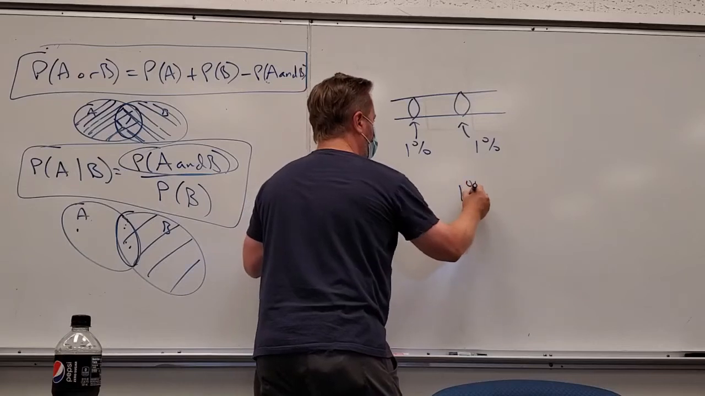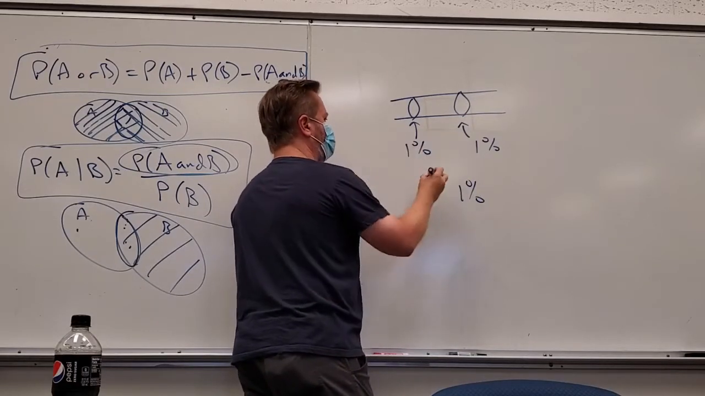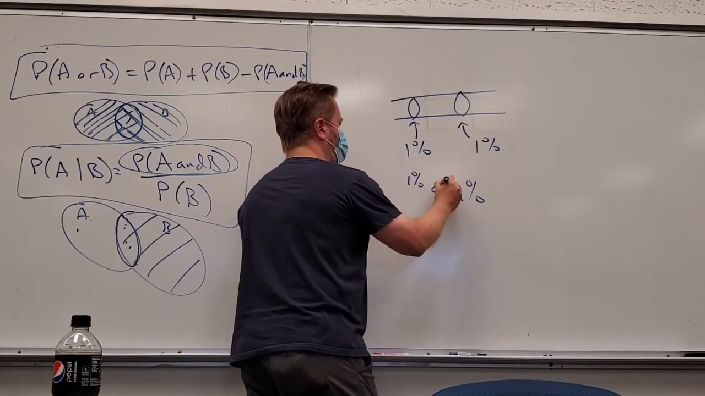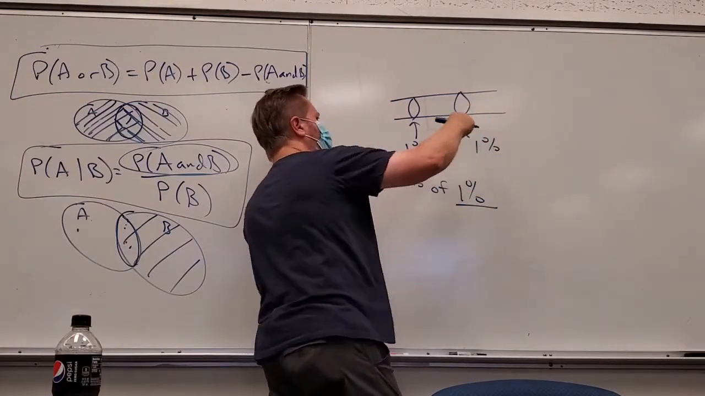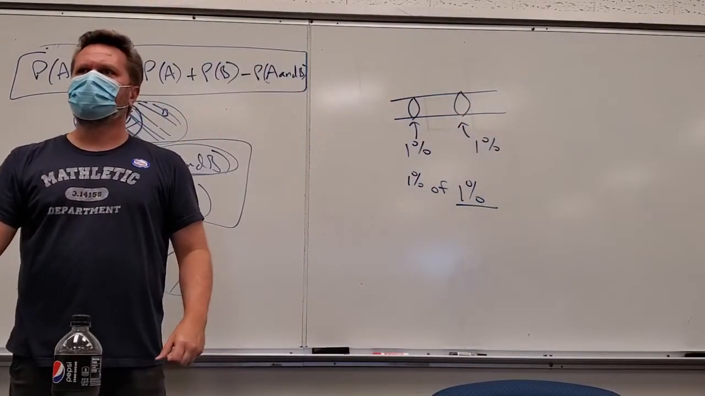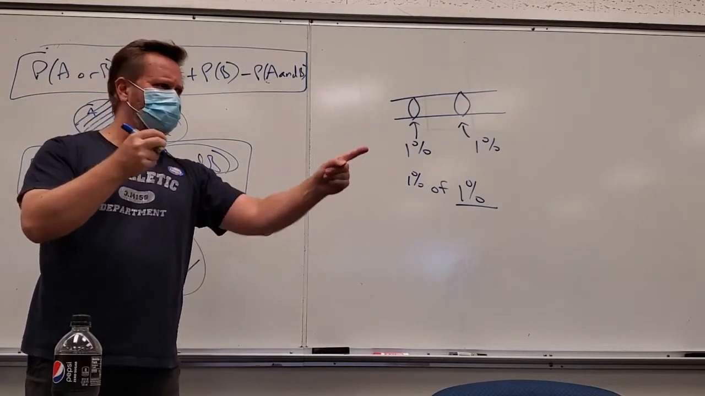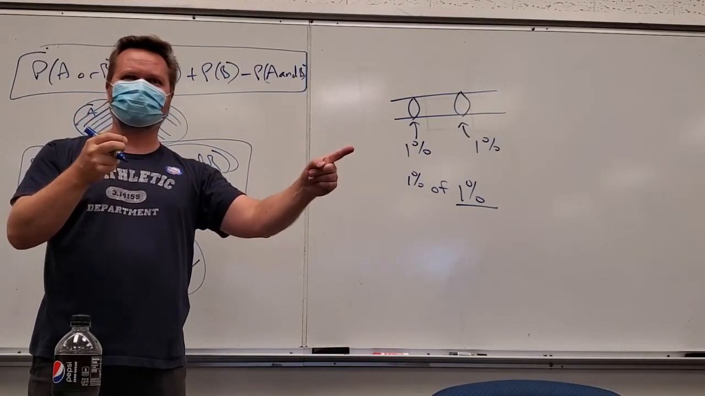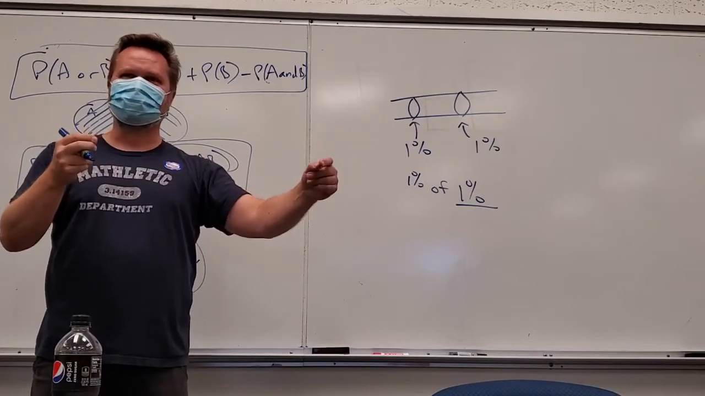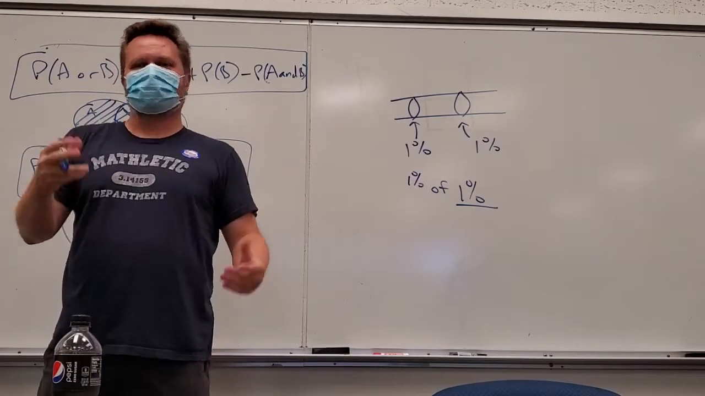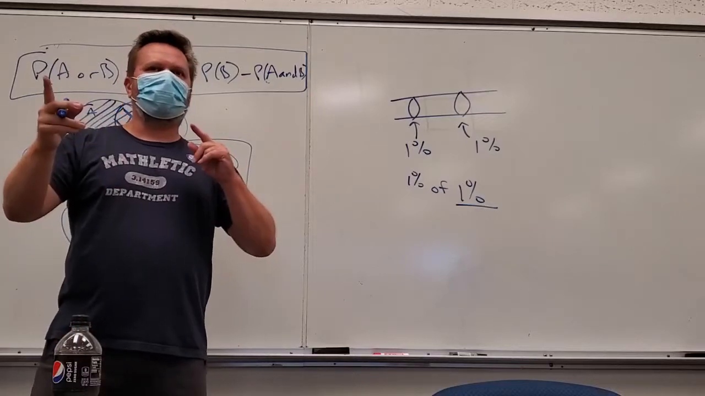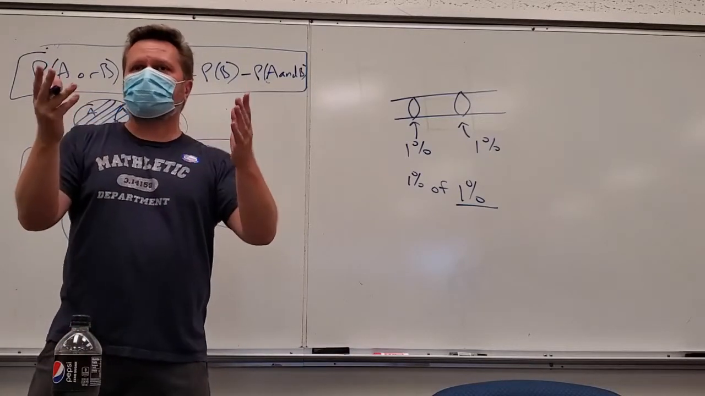So 1% of the time, this guy's going to fail, and 1% of those times, this one's also going to fail. What does "of" mean? Division. Multiply. Yes. "Of" means multiplication. So I would then just multiply these together.